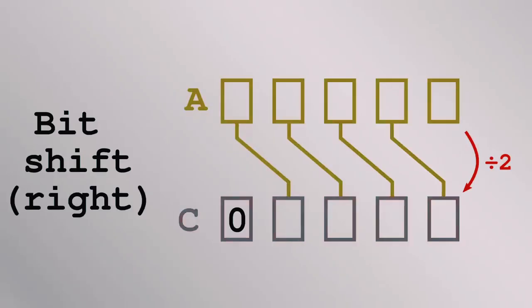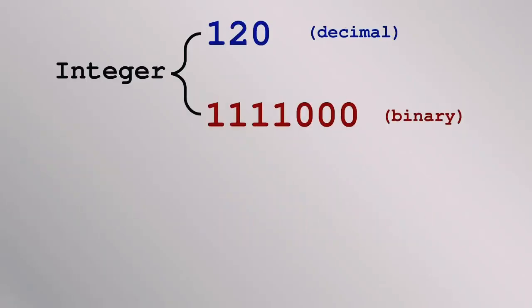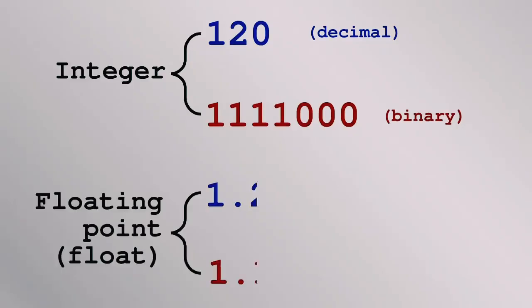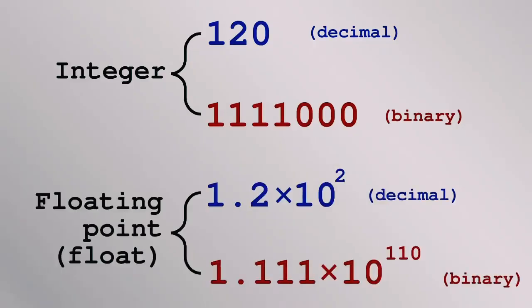For example, bit shifting the other way divides a number by 2. These are all implemented using transistors etched on a chip. Just a note, when I say the word number in this video, I am referring to an integer, or whole number. There is also a way to store fractions in a binary version of scientific notation called floating point numbers, or floats. I won't go into how they work, but the general principle outlined here still applies.